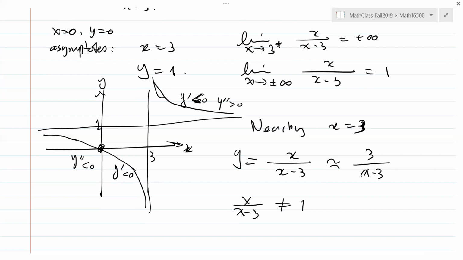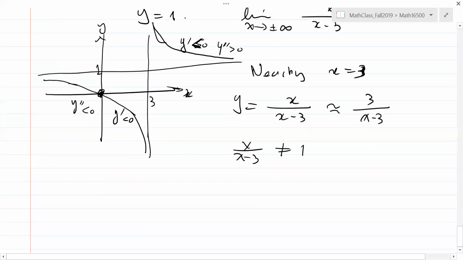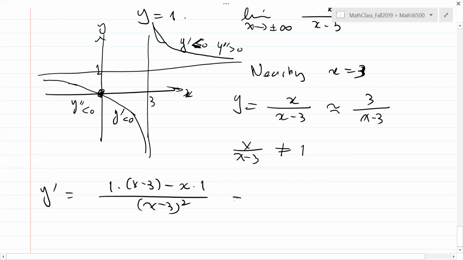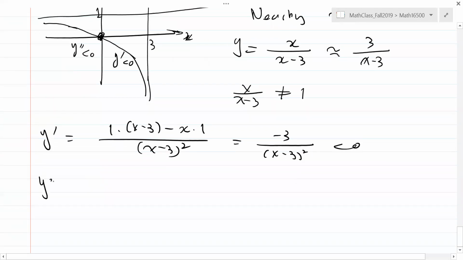Okay, let's verify this, right? The first derivative: (x minus 3) squared, 1 times (x minus 3) minus x times 1. So it's going to be negative 3. It's always negative. Yes. Second derivative, I think it's going to be 6, (x minus 3) to the negative 2. Negative 3. This one depends on the sign.